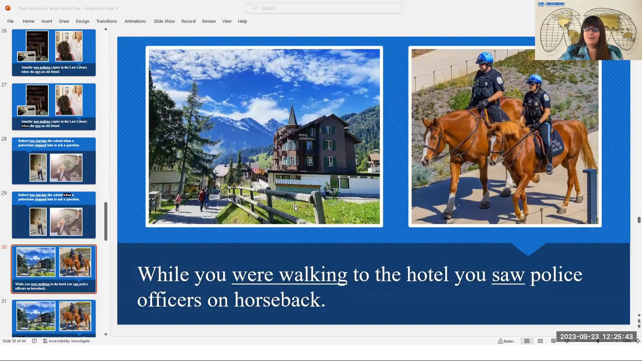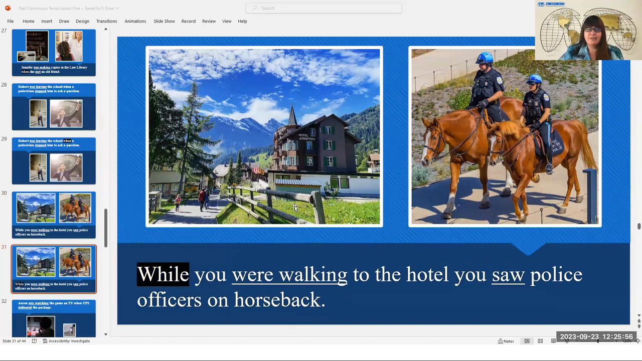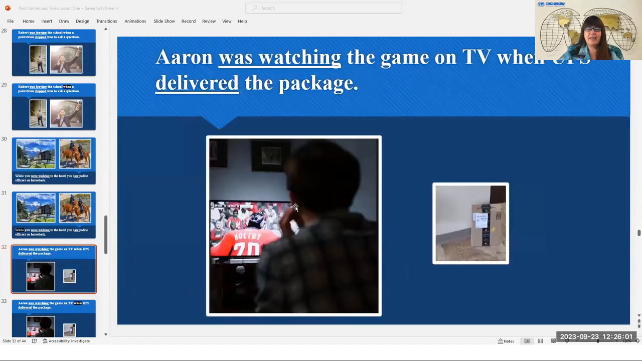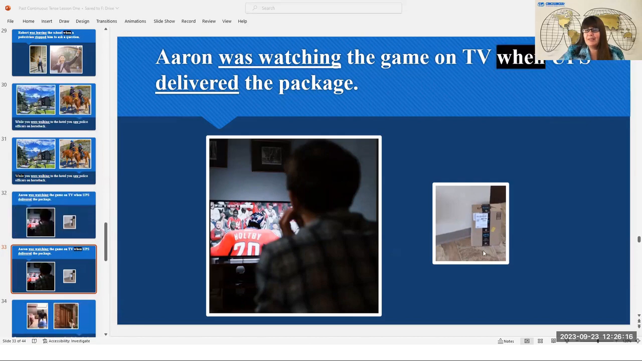While you were walking to the hotel, you saw police officers on horseback. Here's another example with while. Aaron was watching the game on TV when UPS delivered the package. So here we can see he was watching the game when UPS delivered the package.